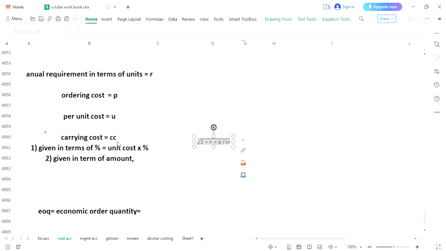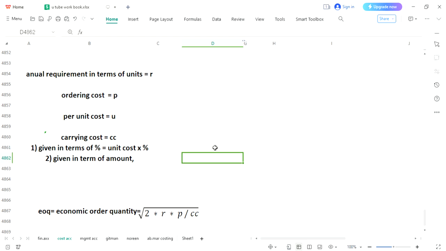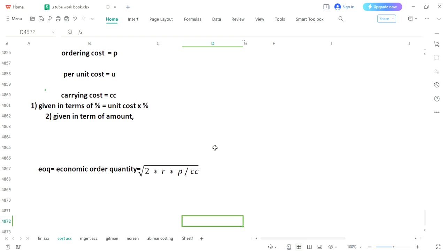So we have the square root of 2rp divided by cc. This is your formula for economic order quantity. Okay guys, now take your time and please understand how to calculate your economic order quantity.